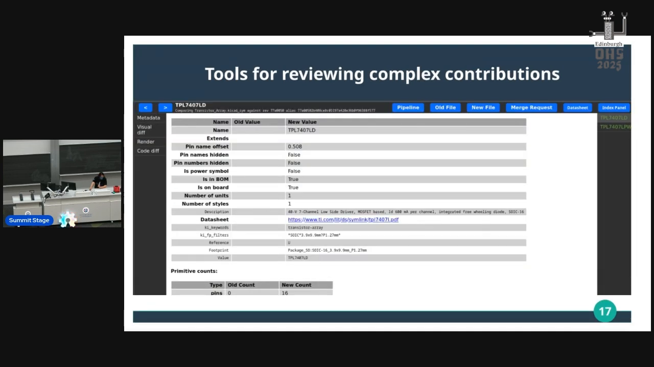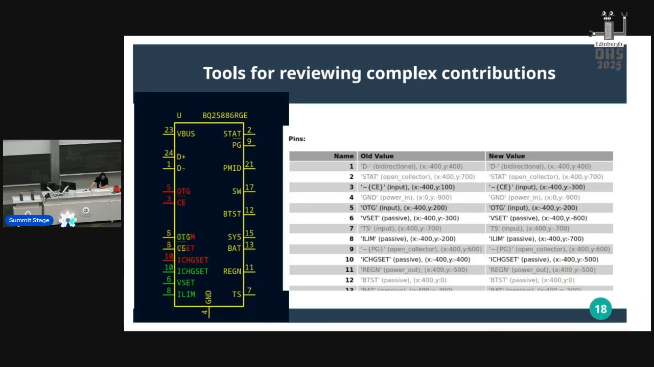So this is a web-based interface that lets us see what parts have changed and then rapidly scroll through a large number of them and see changes to the visual representation of the part, its code representation, its metadata and elements. We have this for both symbols and footprints. And this, again, was contributed by an enthusiastic user who later joined the library team.